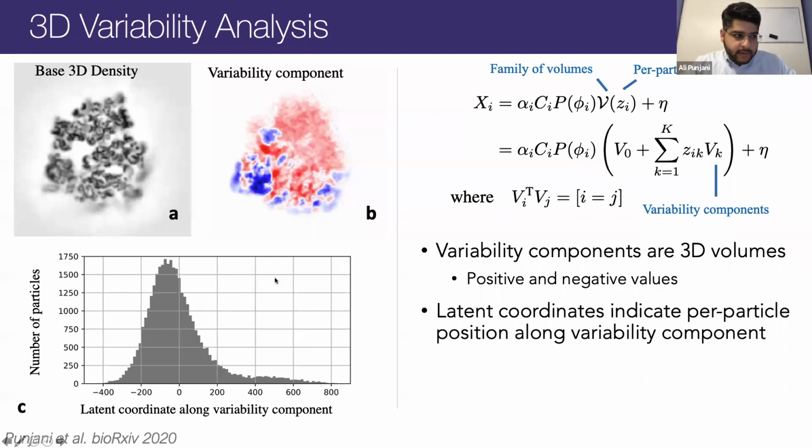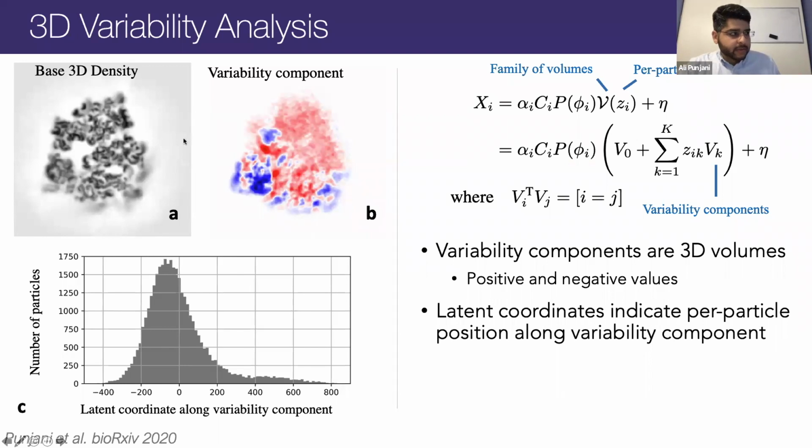The second thing that comes out of the algorithm are the latent coordinates for each individual particle. Those indicate the per-particle position along each variability component. So if you have 5 variability components, k equals 5, then you will have 5 latent coordinate numbers per particle for every single image. Those per-particle latent values can be plotted on a histogram. They provide us with a distribution. They show us where the particles lie along some dimension, which is the variability component.